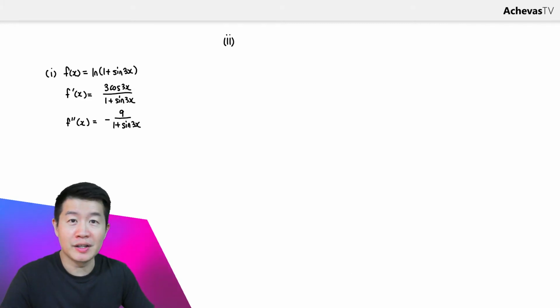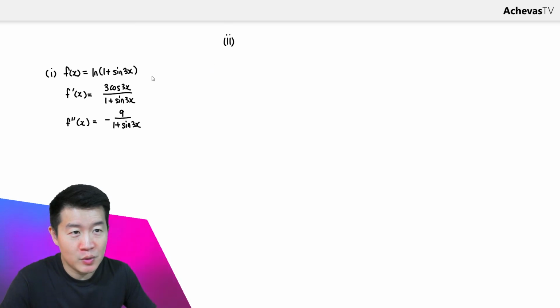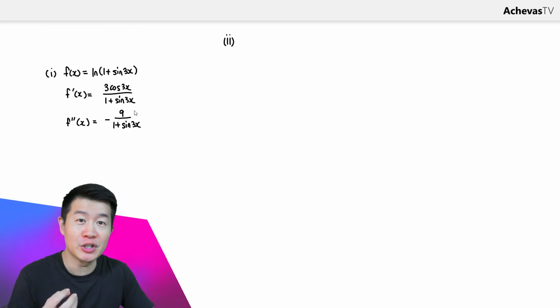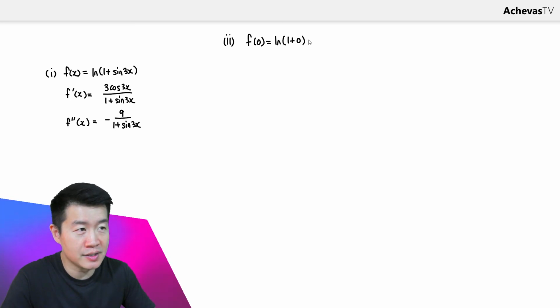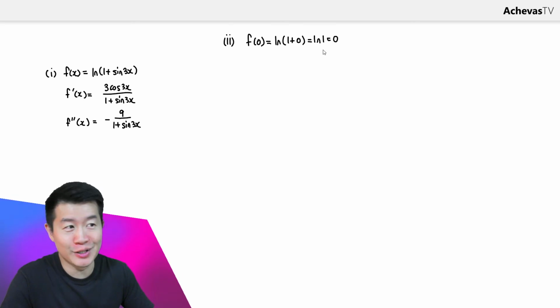And we are now supposed to find the first 3 non-zero terms of the Maclaurin's series, which means that although we have 3 expressions here that are going to contribute to the coefficients of our Maclaurin's series, they may not necessarily be non-zero. So let's try to find out. Let's try first to find out what is f of 0. So letting x be equal to 0, we have a ln of 1 plus sine 0, which is ln 1, and sadly it is a 0 term.